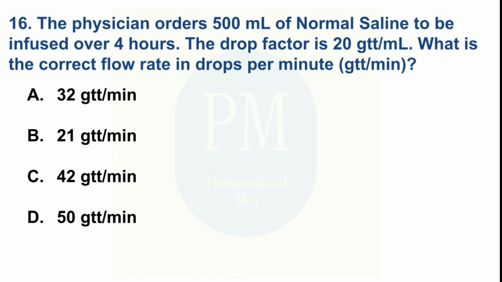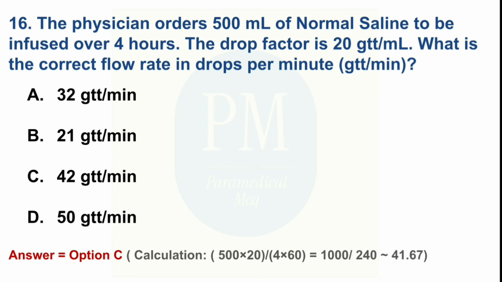The physician orders 500 ml of normal saline to be infused over 4 hours. The drop factor is 20 GTT per ml. What is the correct flow rate in drops per minute? Option A, 32 GTT per minute. Option B, 21 GTT per minute. Option C, 42 GTT per minute. Option D, 50 GTT per minute. The correct option is option C, 42 GTT per minute.